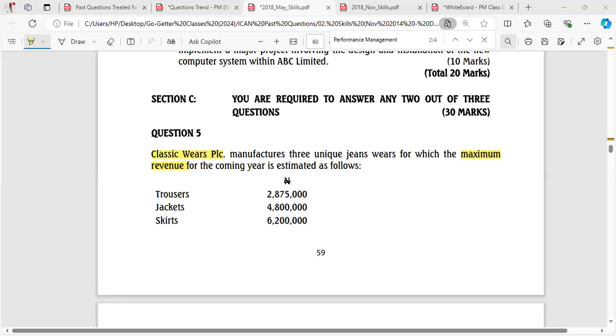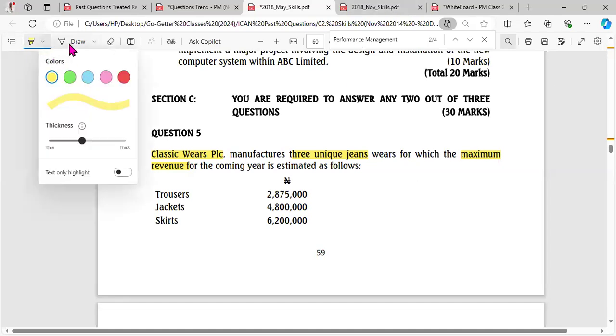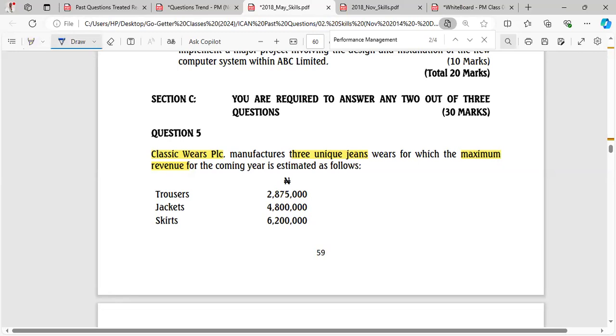All right. Classic Wear PLC manufactures three unique jeans, and we want maximum revenue for the coming year. The maximum revenue for the coming year is estimated as follows. So it means here that this is revenue. So all these are revenue.